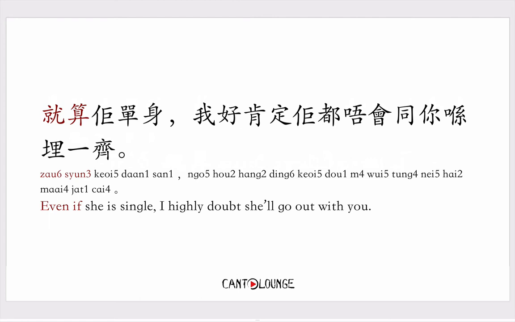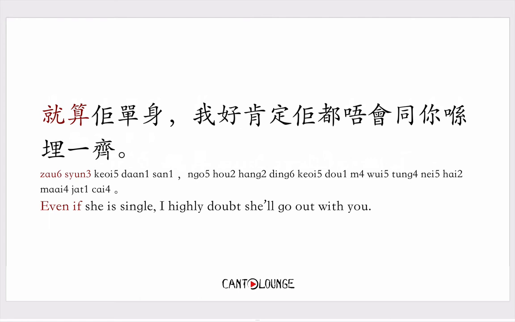So for example, you might be talking to a friend and he's saying, oh, I like her, and then you jab back at him, 就算佢單身我好肯定佢都唔會同你喺埋一齊. So 就算, even if she is single, okay, 佢單身 is single in that romantic sense. It actually makes sense, right? 單 means one, 身 is body, one person, you're alone, so you're single.